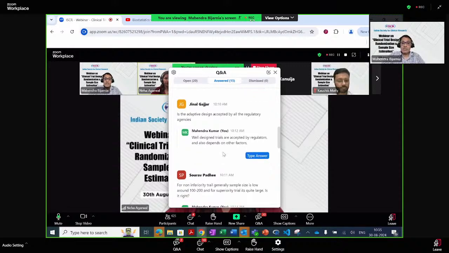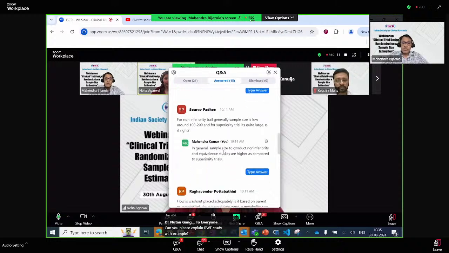Adaptive design is accepted by all regulatory agencies. It depends on what type of study design you are proposing and what indication you are looking at. For example, during COVID, so many vaccines were studied, and different types of designs were used: phase one, phase two, seamless, phase three, and so on. So regulatory agencies do not have a particular design preference, as long as we are able to answer the clinical questions. Non-inferiority trials generally have a low sample size, around 100 to 200.